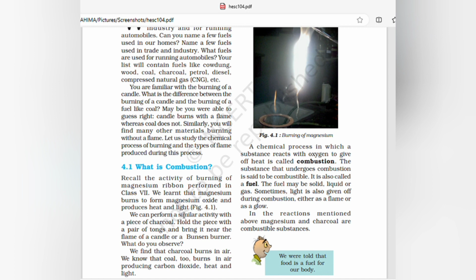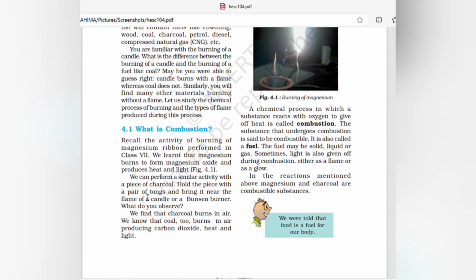We can perform a similar activity with a piece of charcoal. Hold the piece with a pair of tongs and bring it near the flame of a candle or a Bunsen burner. What do you observe?